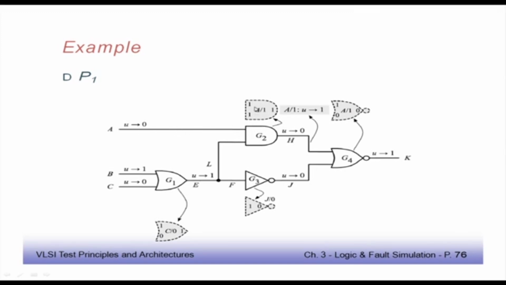If this input is stuck at 1, then this gate will behave in a different fashion. So, this becomes a bad gate for this gate. Similarly, for this OR gate, the C stuck at 0 fault will come, and then this will behave in a bad way. So, that is another bad gate for this. Now, this inverter has J stuck at 0. If J stuck at 0 occurs, then this becomes a bad gate. This way, it identifies the set of bad gates for pattern P1.